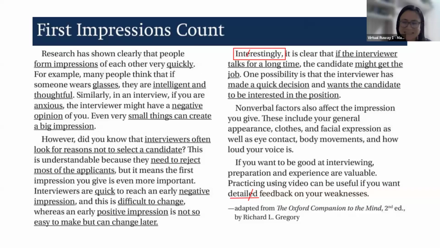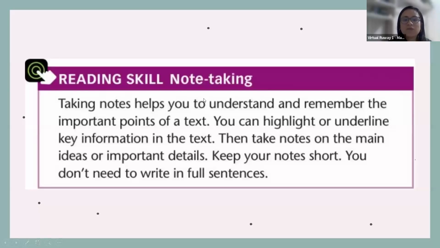Excellent, guys. So now that we have read and we have a better understanding of this text, we can do the reading skill, okay? The note taking. So here it says, taking notes helps you to understand and remember the important points of a text. You can highlight or underline key information in the text. The key information, the important information. Then take notes on the main ideas or important details. Keep your notes short. You don't need to write in full sentences. We are going to practice this, great?